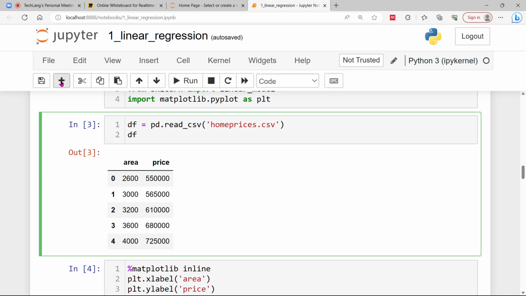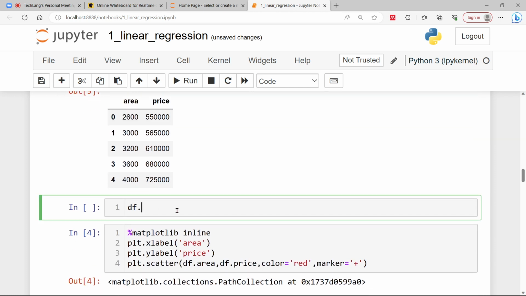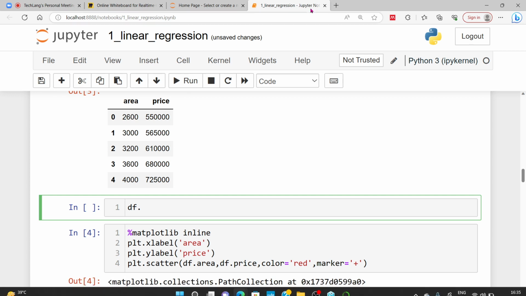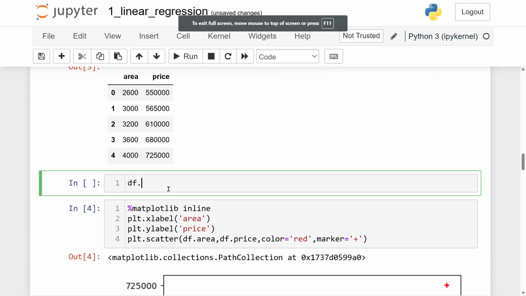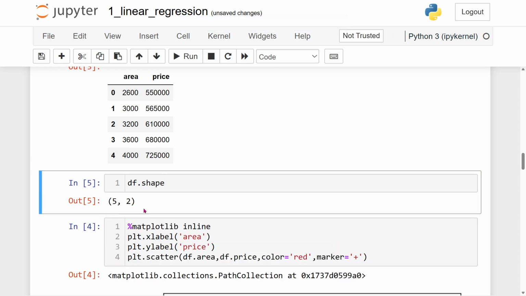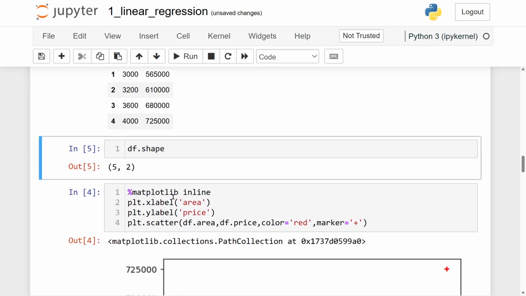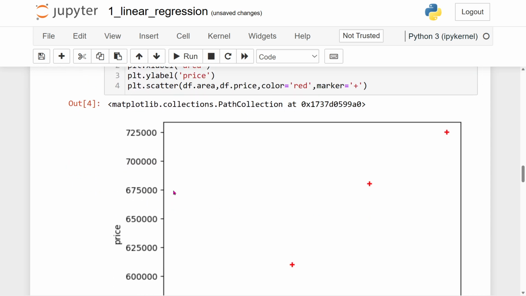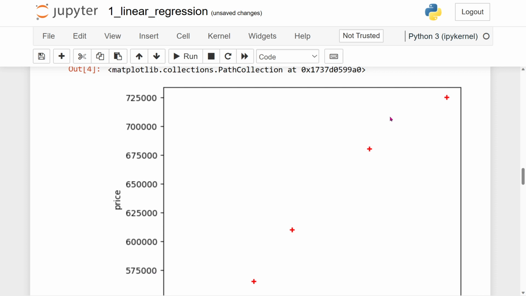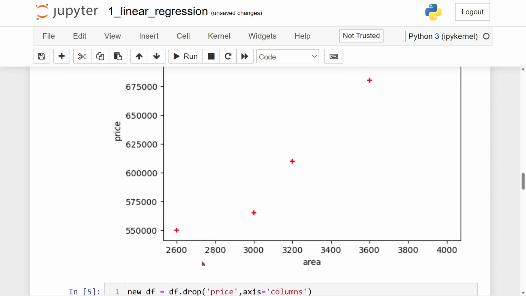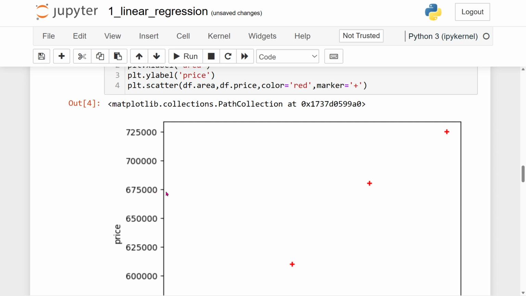And before this, can I check the definition, like df.shape? This is 5 x 2, only 5 records are there, right? So I don't need more data set, like I need more data set, but I can predict for these 5 records also. So can you see these 5 records are following linear regression also, right? Can you see it's following the same pattern? The more you increase the area, the price is also increasing.